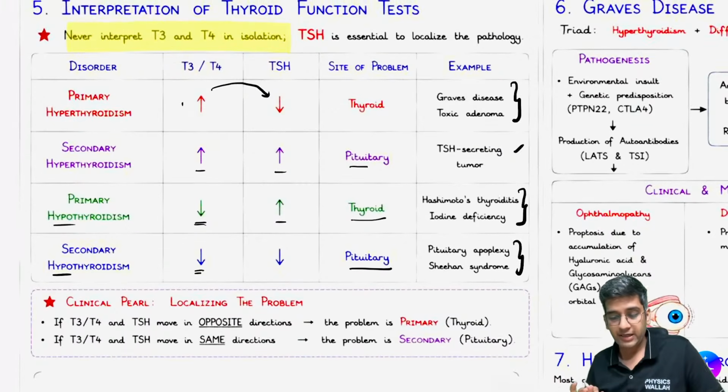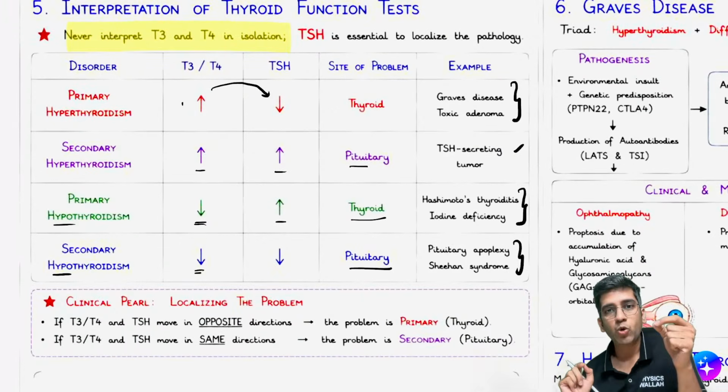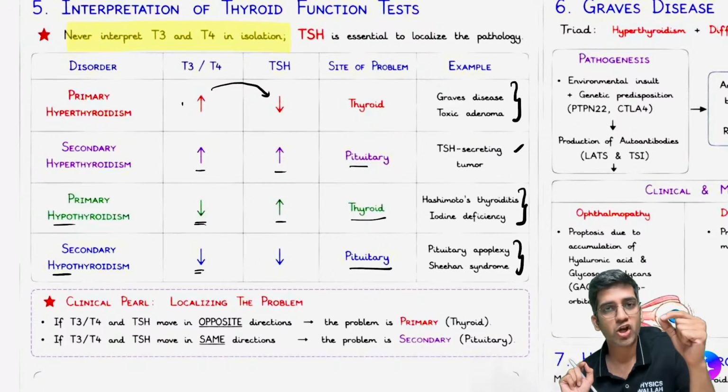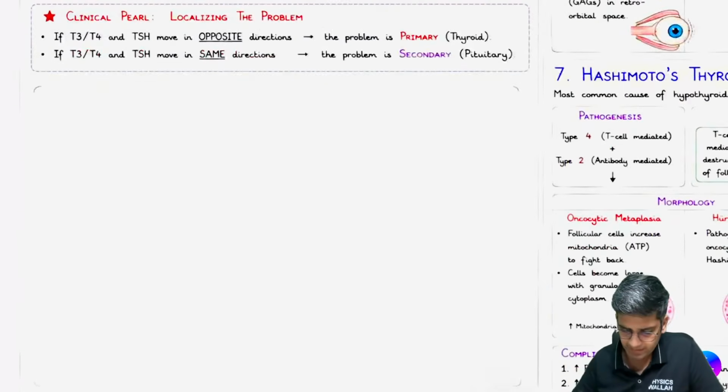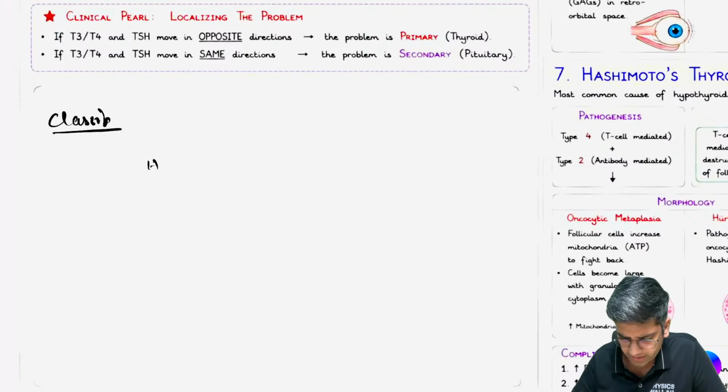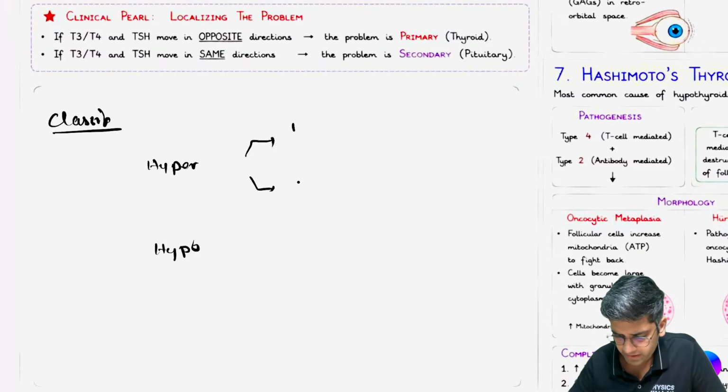Again, see, this table gives two pieces of information for me. How to interpret a thyroid function test in a long answer question, and also the most common examples or classifications of hyperthyroidism and hypothyroidism, right? As simple as that. So if someone says classify the thyroid disorders, you have to put hyper, you'll have to put hypo, right? And then you can divide them into primary, secondary, and write the causes.